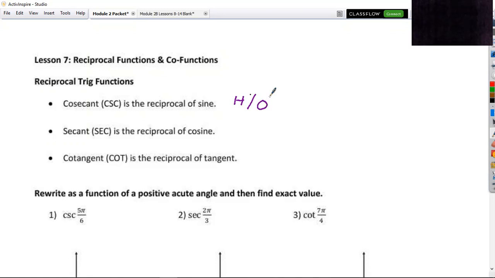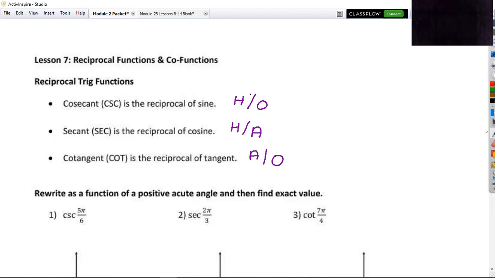Next, secant. So secant's the reciprocal of cosine. So instead of adjacent over hypotenuse, you're going to do hypotenuse over adjacent. Beautiful. And then next, cotangent is reciprocal of tangent. So instead of O over A, I'm going to flip it and do A over O. Remember that these are still positive in the places where sine, cosine, and tangent are positive as well. So we're still going to do ASTC too.